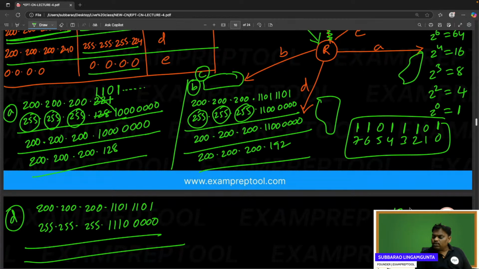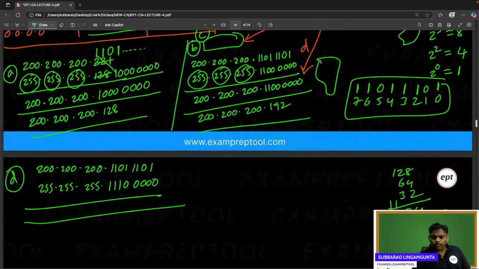224. What is the answer? 128 plus 64 plus 32, which goes to 12 plus 2, 14. Right, next one, 6 plus 4, 10 plus 2. 224. It is a 224.